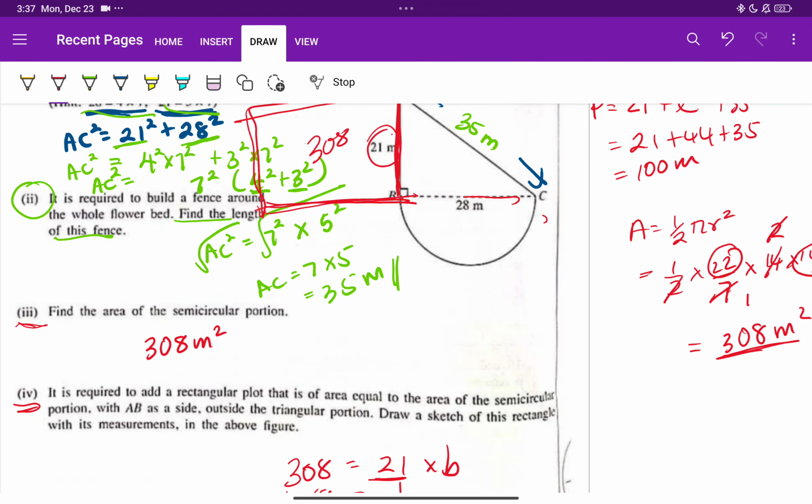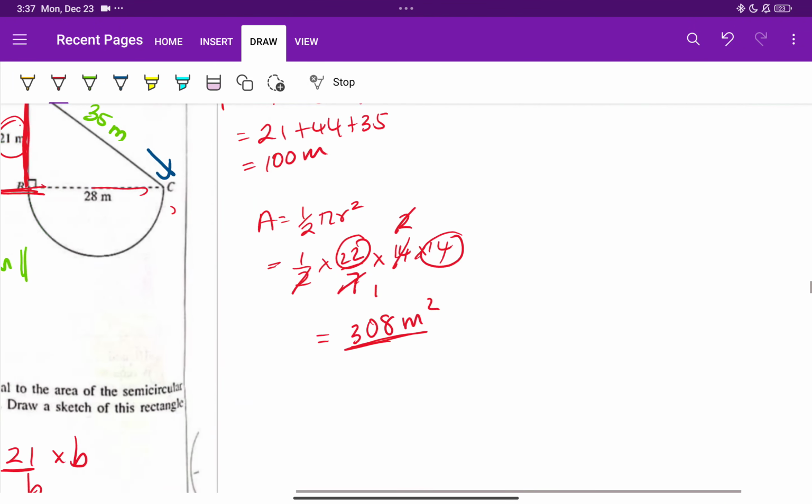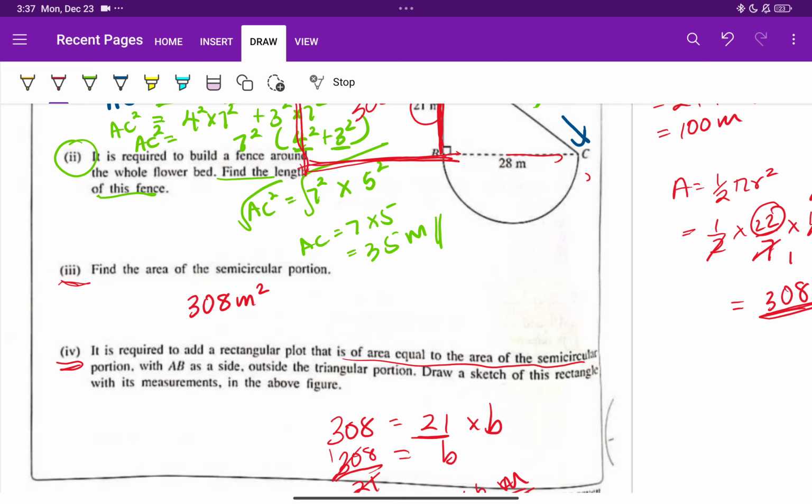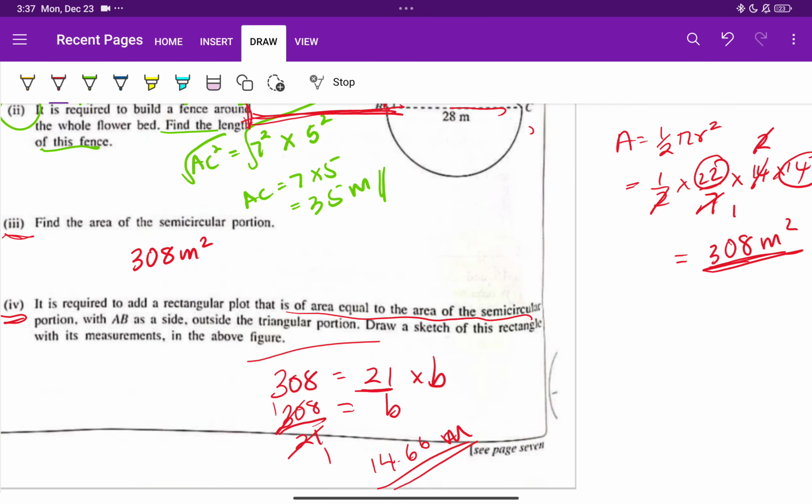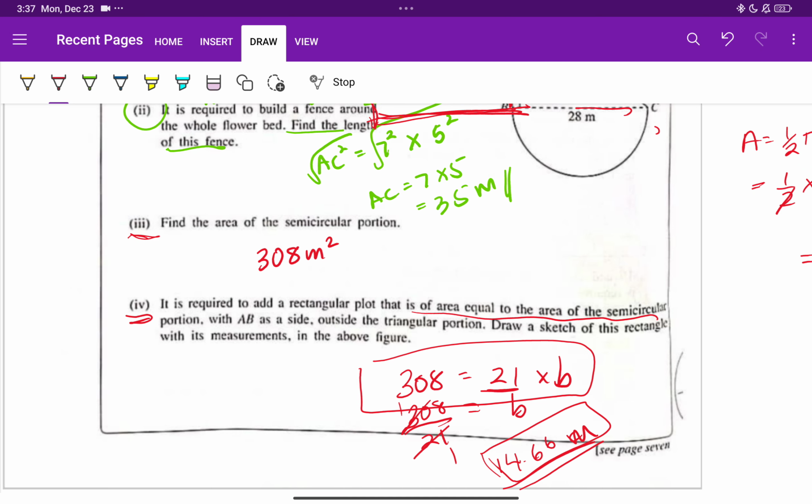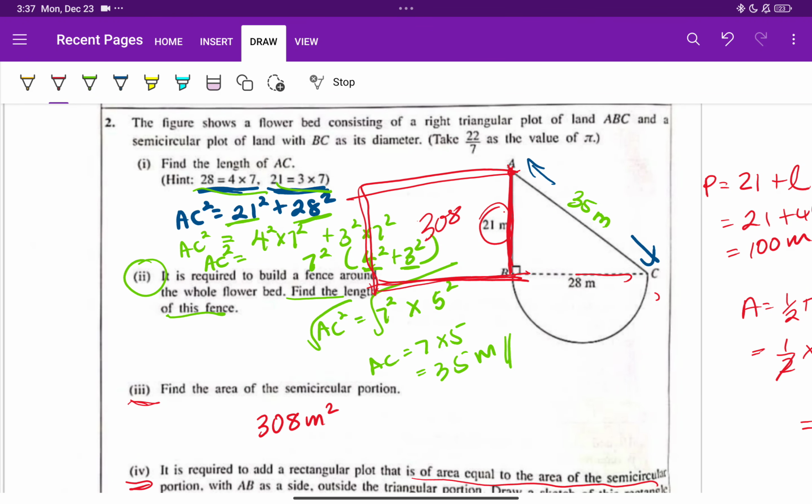The area of the semicircle was 308. We considered the area of the rectangle to be the same because it's given in the question, right? And then we finally use the formula for the area of a rectangle, area is equal to length into breadth. That's how we found the breadth of the rectangular portion, that is 14.66. So we have to mark it in the diagram itself.